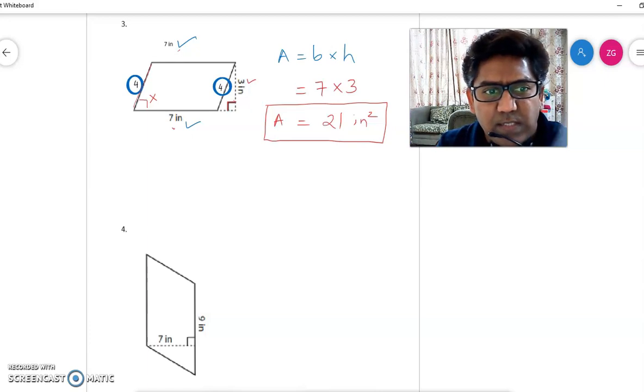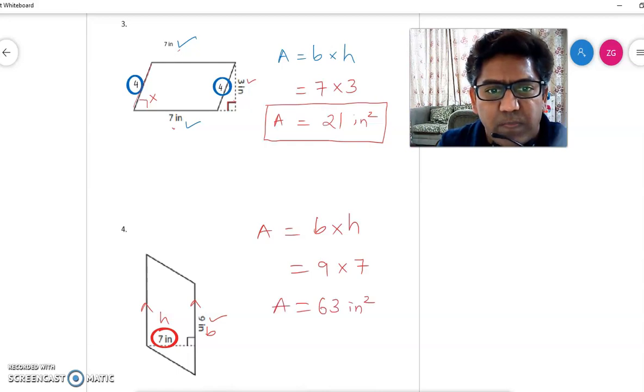Let's look at the last example. Now here the base is the vertical side because this side is 9 and these two parallel sides are the same, and the distance between these two parallel sides is 7. So the height is 7 and the base will be 9. So area will be base times height. 9 times 7, so it will be 63 square inches.